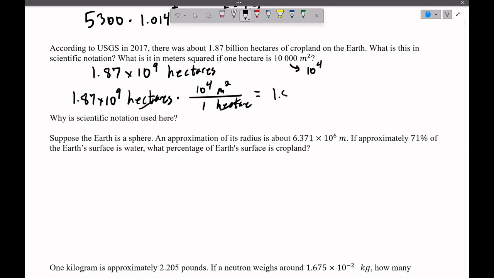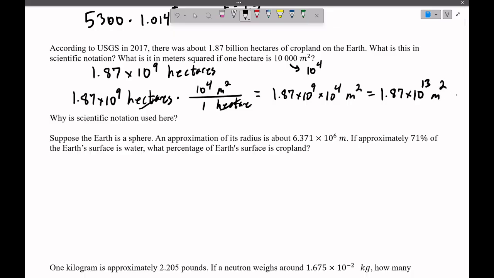So we get 1.87 times 10 to the 9 times 10 to the 4 meters squared. We are multiplying like bases here. 10 to the 9 times 10 to the 4. We can add the exponents since we're multiplying like bases. It's going to be 1.87 times 10 to the 13. 9 plus 4 is 13.